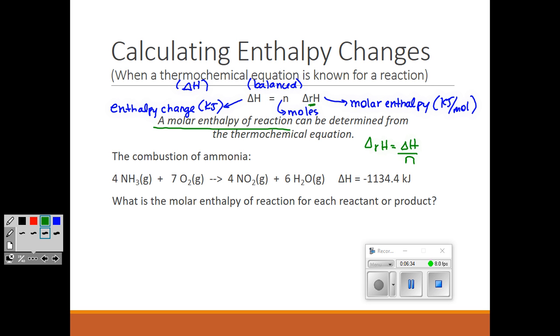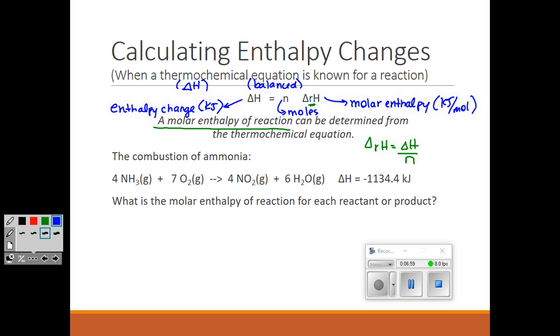This is a combustion reaction. It's not your typical combustion reaction because it doesn't have a hydrocarbon at the beginning, but it is still combustion. It's just a different kind. In this reaction, because ammonia is the thing that is combusting, instead of CO2, I have NO2. You wouldn't have to memorize this reaction. I just want you to see that it's really similar to hydrocarbon combustion.